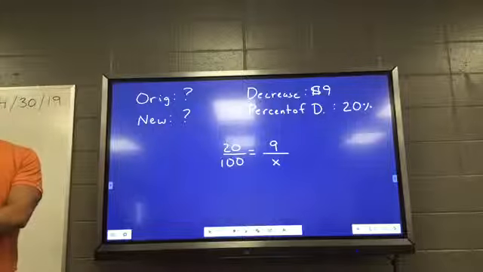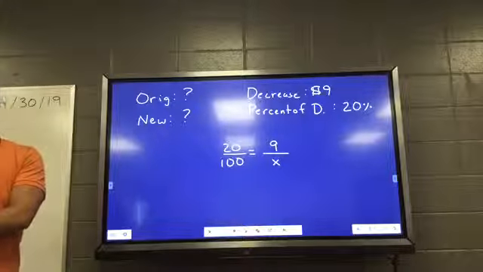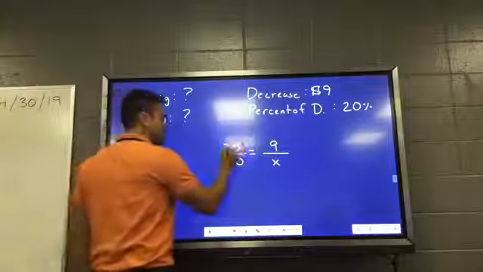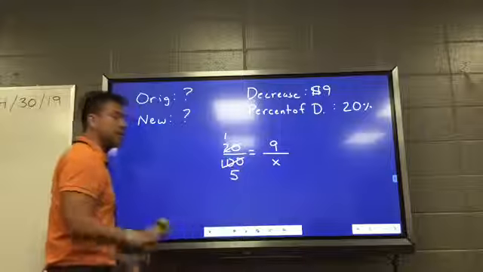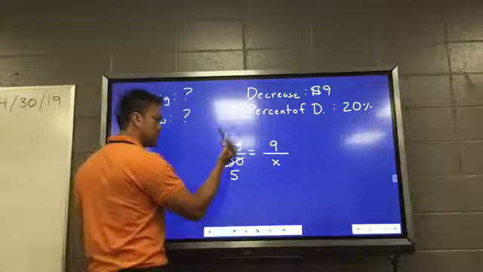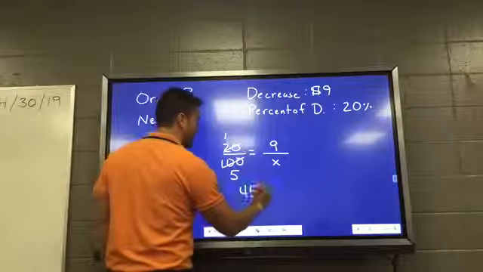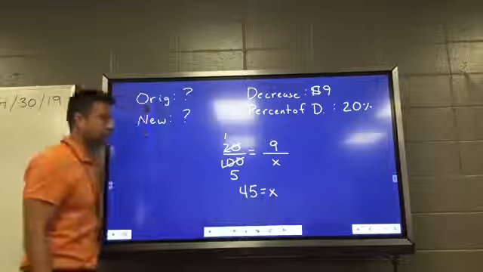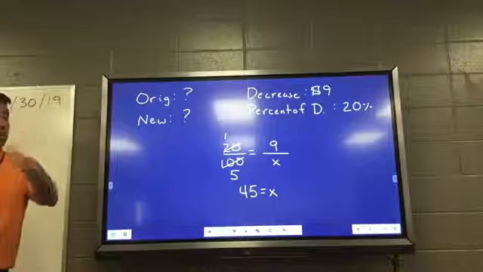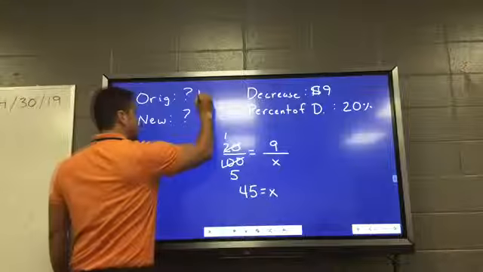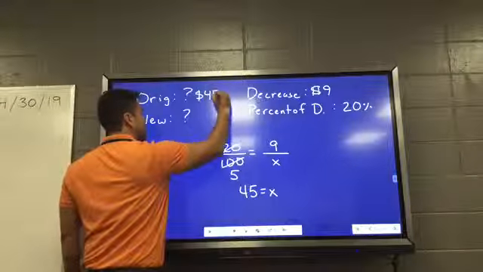You can simplify a fraction. So 20 over 100, 1/5. Oh, nice. 20 goes into 20 one time. 20 goes into 100 5 times. You didn't have to, but you could. So really, oh, nice. This is 45 equals x. What does 45 represent? Okay, dollars, and that's the original. So the amount, $45 for the original.